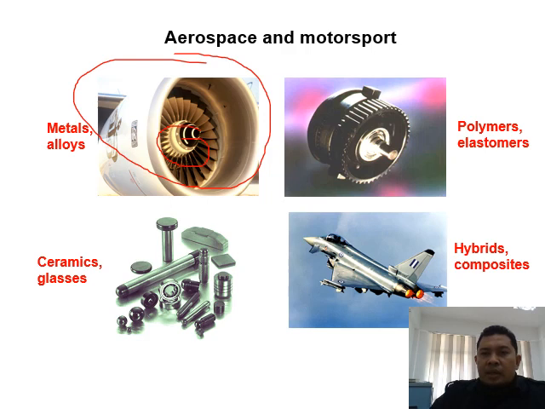Okay, of course you have polymer elastomer, for example, in the drive chains and so on, belt drive. Glass and ceramics, of course you have bearings and so on, hybrid and composite.